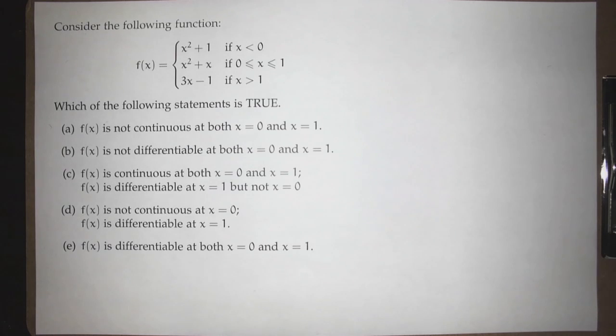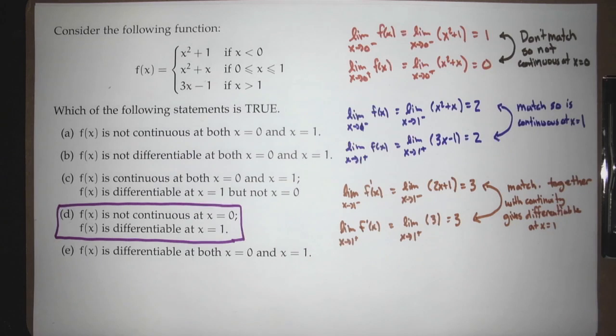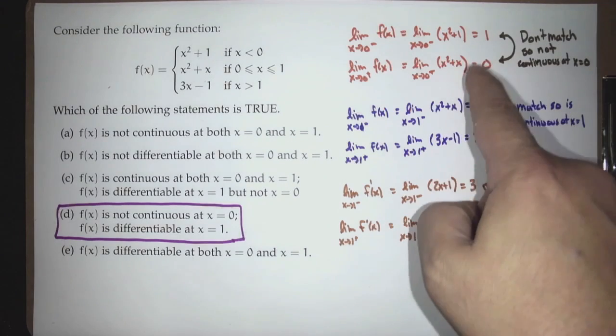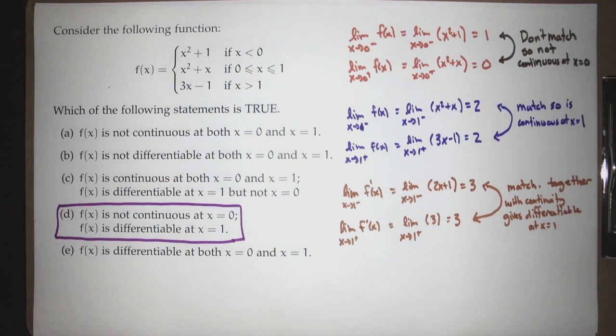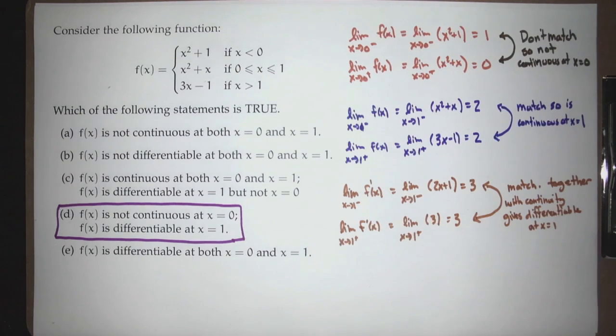What's the answer? Did anybody get the answer to this one? I see a hand back there. Is it D? Yes, it is D. It is not continuous at 0, because as you come in from the left and the right, you get different answers. Now, as soon as you know it's not continuous, you don't even bother with differentiable, because if you're not continuous, you're not differentiable. At 1, we are continuous because from the left and the right, we get the same answer.